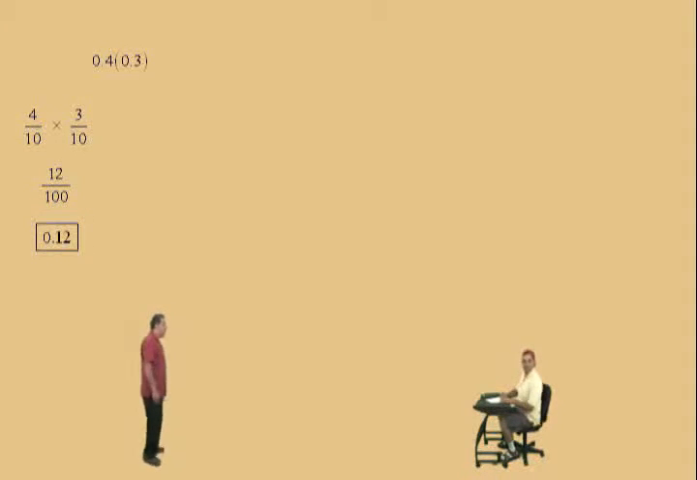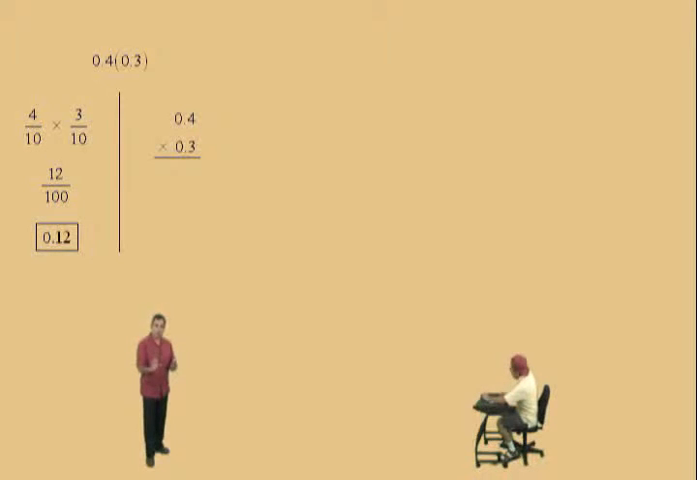Very nice. And now let's use the vertical format. Now, when you use the vertical format for multiplication with decimals, you don't have to line up the decimals, although it looks like we did, right? Okay, now let's do our multiplication, Charlie. 3 times 4? 12, carry the 1. 3 times 0 is 0, plus 1 is 1, right?